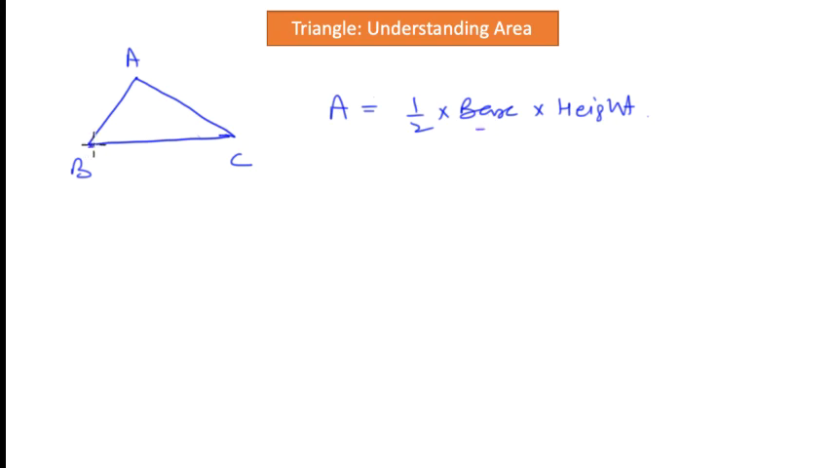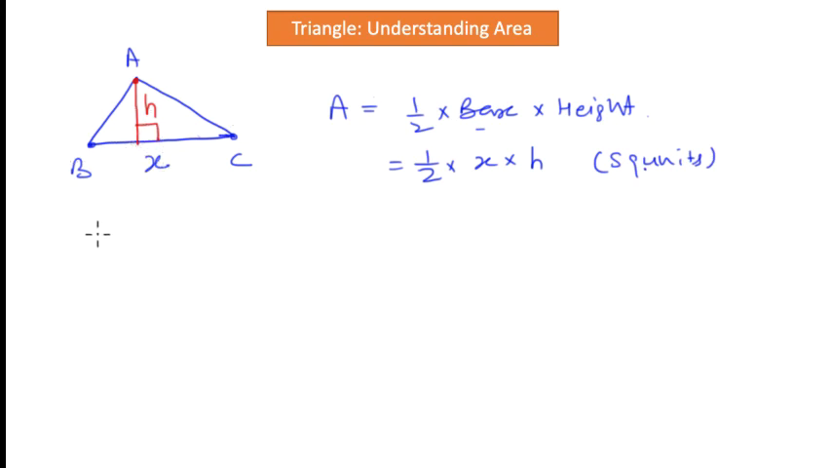So if I consider base as BC, let's say this dimension is x units, then the height will be the perpendicular distance from the vertex which is directly opposite to this line segment BC, correct? And let's say if this height is h, then your area in this case would be half times x times h, in square units, correct? So this is the general formula for the area of a triangle.